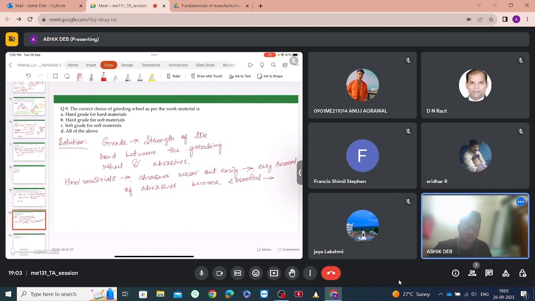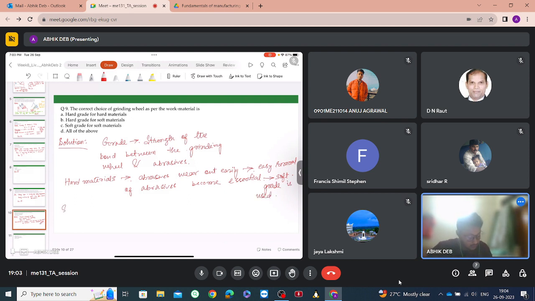if we take a soft grade grinding wheel, then soft implies that the strength of the bond between the grinding wheel and the abrasive is less. You can say that it is loosely attached comparatively. That is why the removal of abrasives from the grinding wheel becomes easier, so that once the abrasives are removed, the next layer of abrasives can start the machining. So soft grade is used.